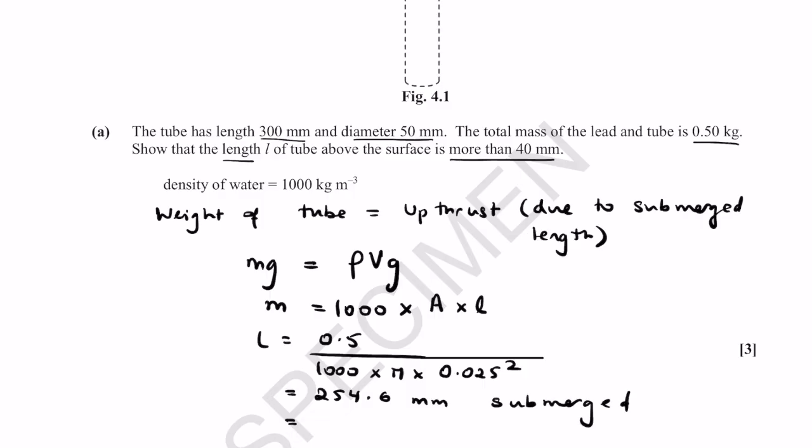So we know that if the total length is 300 millimeters, the length above the water is going to be 300 minus 254.6 millimeters, and that ends up giving me a value of 45.4 millimeters. So yes, it is more than 40 millimeters above the water. Okay, so that is done.